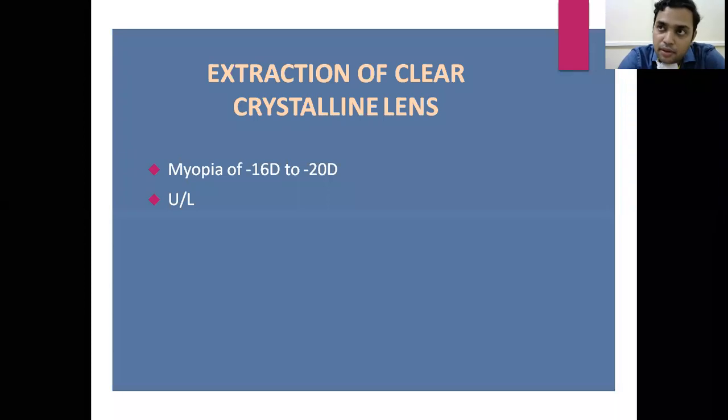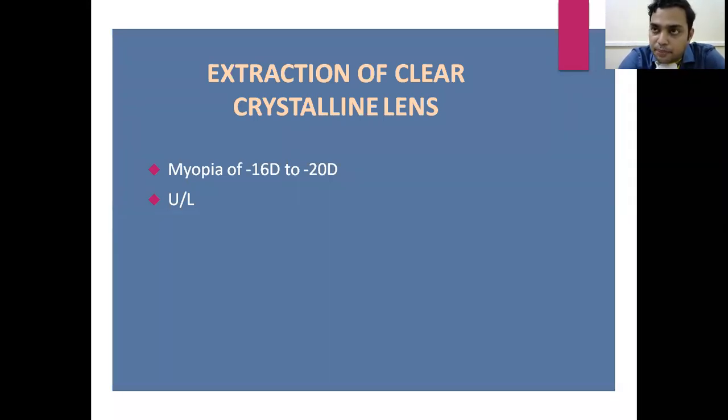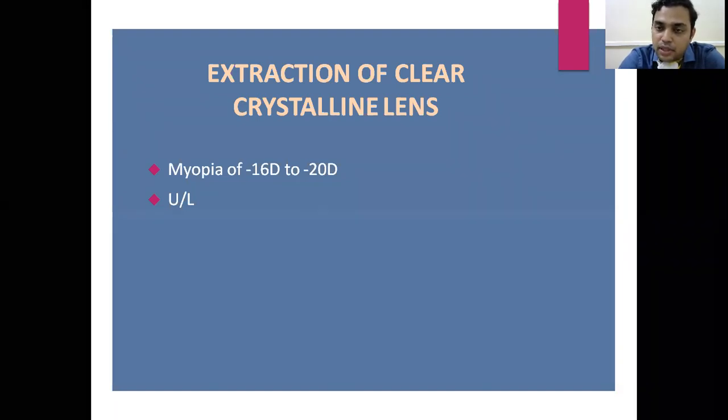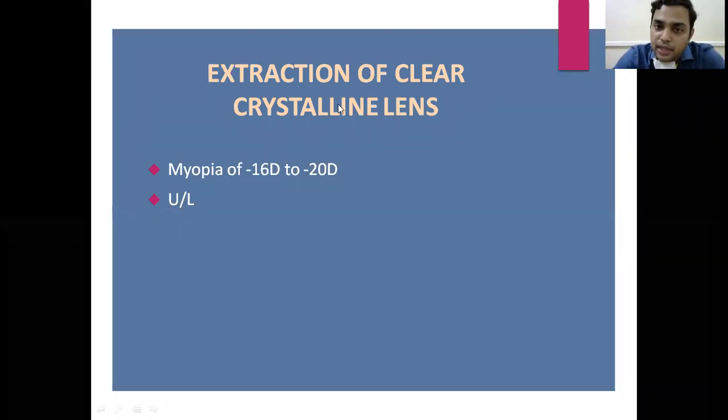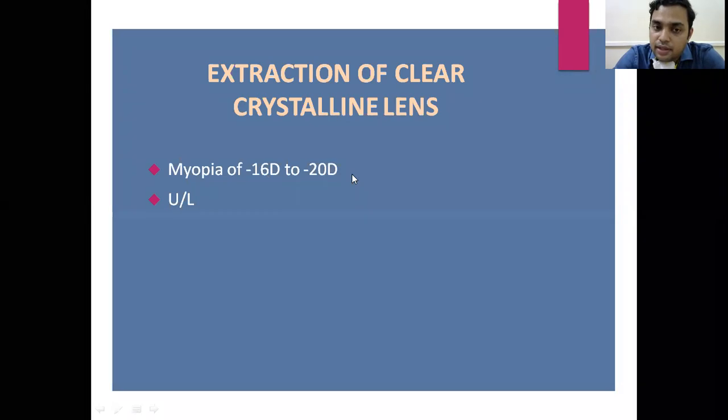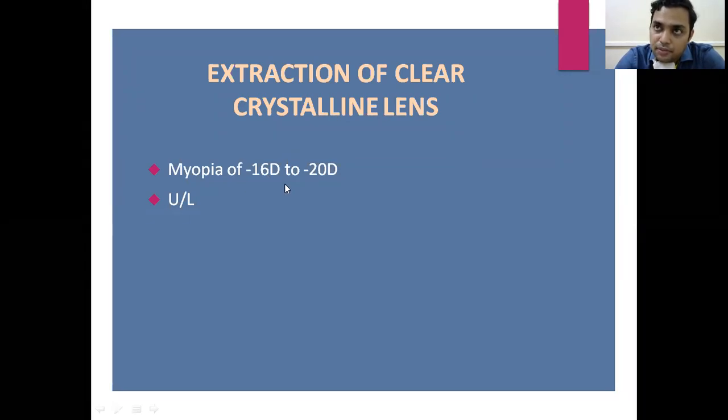The power of the lens is plus power, so plus 16 to 18 diopters. So by removing the plus power natural lens, the plus 16 power of the eye is reduced. That is, the minus refractive power of the eye is converted to emmetropia, that is, a normal power. So by simply extracting the clear crystalline lens, we can treat myopia of 16 to 20 diopters.